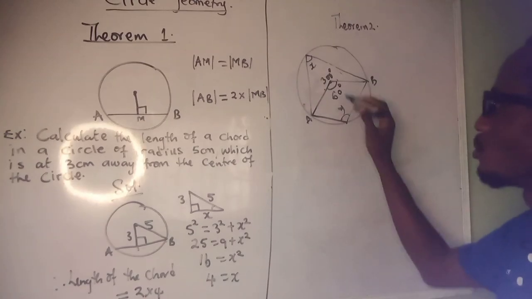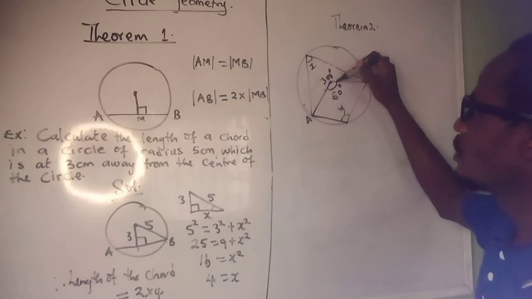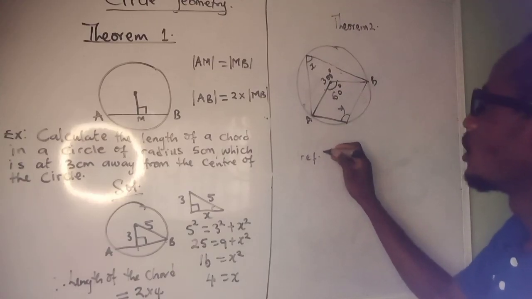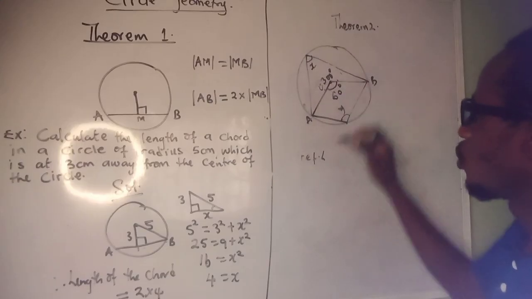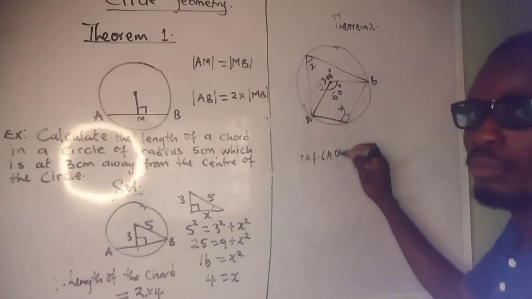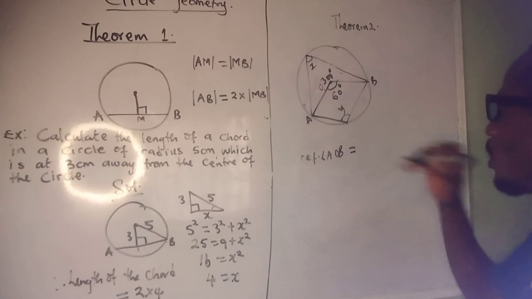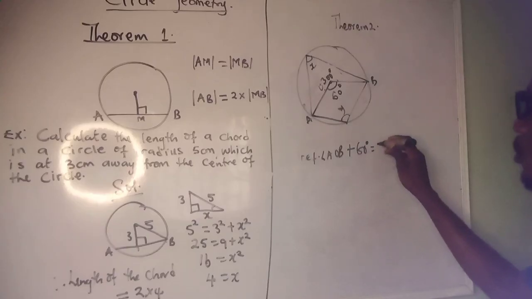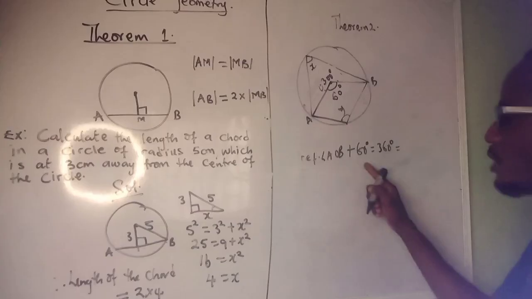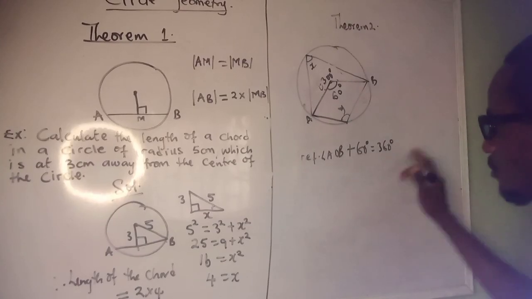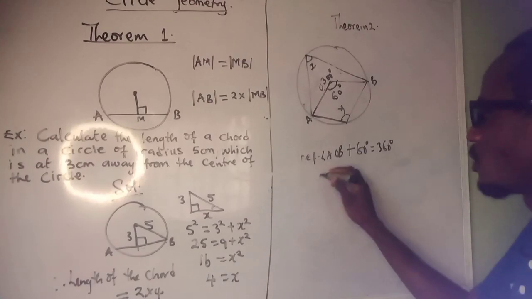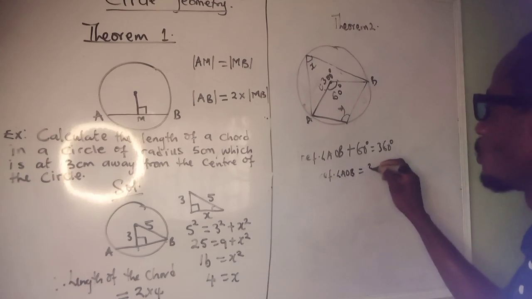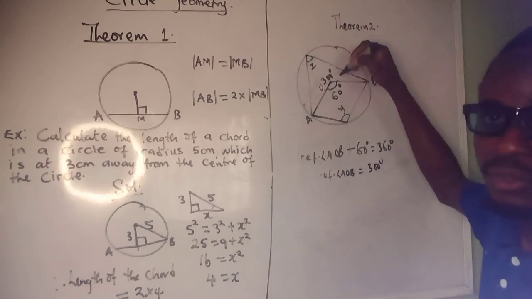So how is it 300? I told you if you add these and these together, that is angle at a point. So you can say reflex angle AOB plus 60 degrees must be equal to 360 degrees. Because they are angles at a point, at the end of the day, your reflex angle AOB is going to be what? 300 degrees. So that is why this is 300.